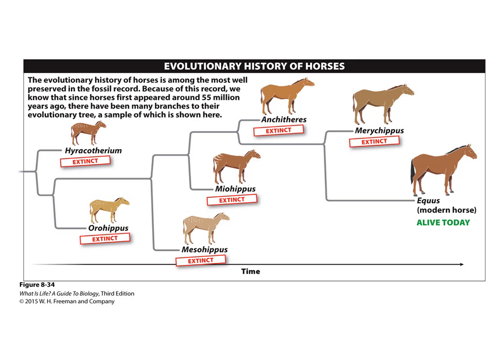The evolutionary history of horses is the most well preserved in the fossil record. So first appearing in North America about 55 million years ago, we know that through the radiometric dating. Much of the horse diversity disappeared, leaving only a single group of species called Equus.